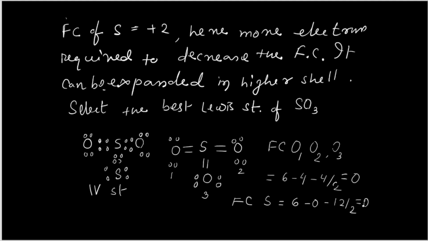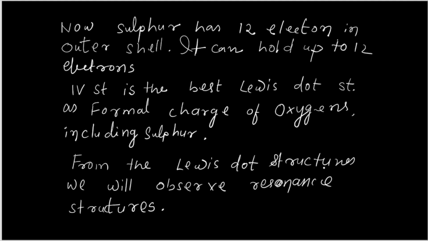Now you can observe what is the rule for the best Lewis structure: having the lowest formal charge. Here you find all are having formal charge 0. This is the least formal charge. So this one is the best Lewis dot structure. Now sulfur has 12 electrons in the outer shell. It can hold up to 12 electrons.